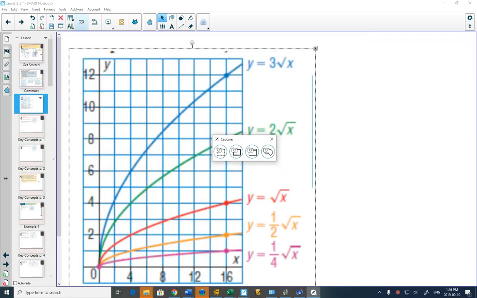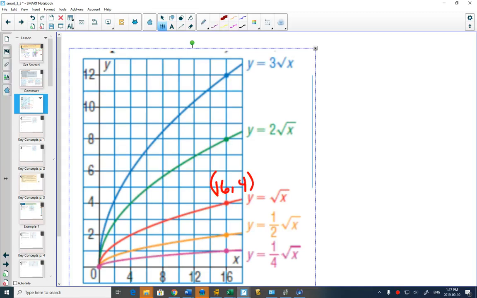So if you turn the page to 194, what we're going to look at is our square root graph. And on our square root graph in green, we're going to label this point 16, 4. And the question is if we graphed all of these other square root graphs with a number in front, first of all, I want you to notice that that number is outside of the function. It's not inside of the square root.